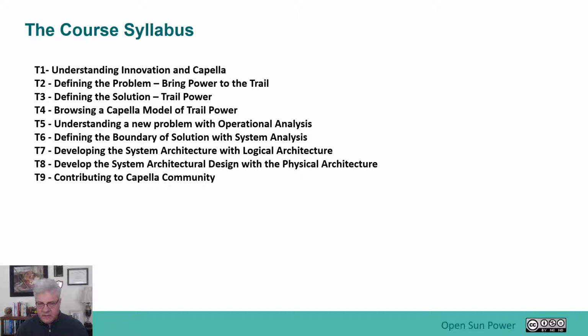So the course is laid out in topics. The first one is understanding innovation in Capella. The next is defining the problem. In this case, we're going to talk about bringing power to the trail with the trail power example we're going to use. Next is defining the solution with trail power and how a design is actually formulated. Then we're going to go on to understanding a new problem and introduce that to the product with operational analysis. We'll define the boundary of the solution with system analysis and develop a system architecture with the logical architecture. And then finally develop a system architectural design with the physical architecture of Capella. And finally, we'll talk a little bit about contributing to the Capella community.